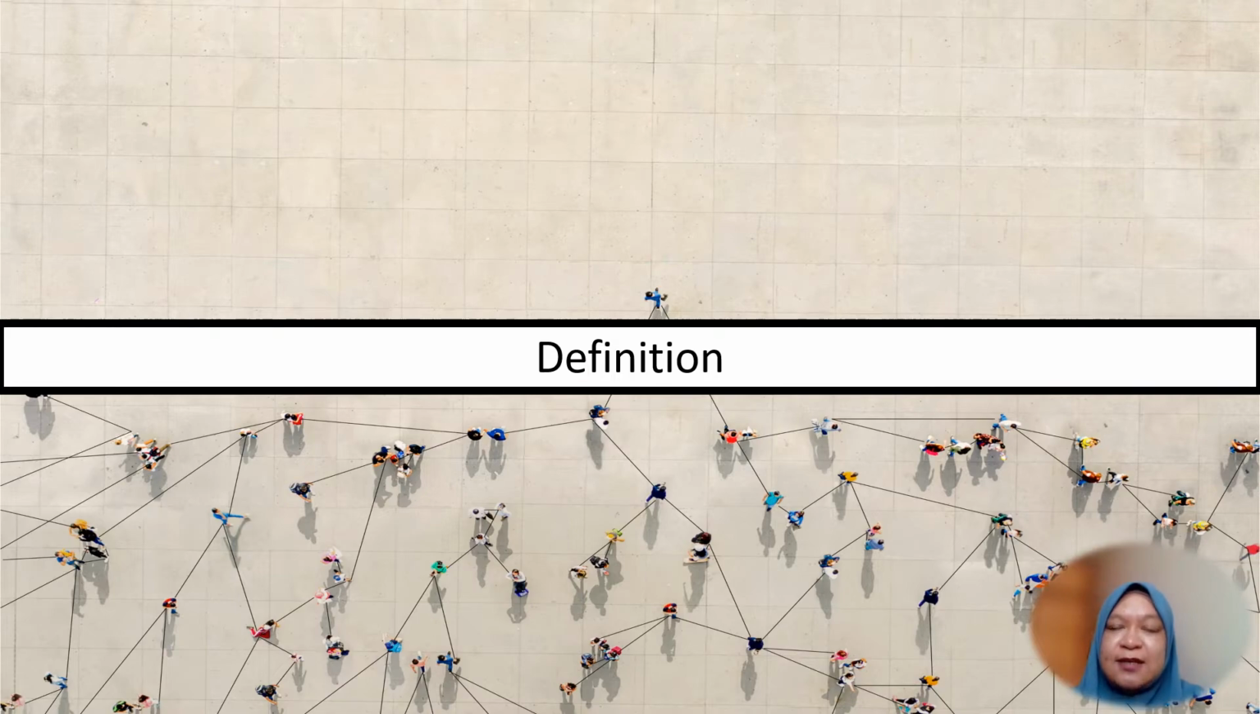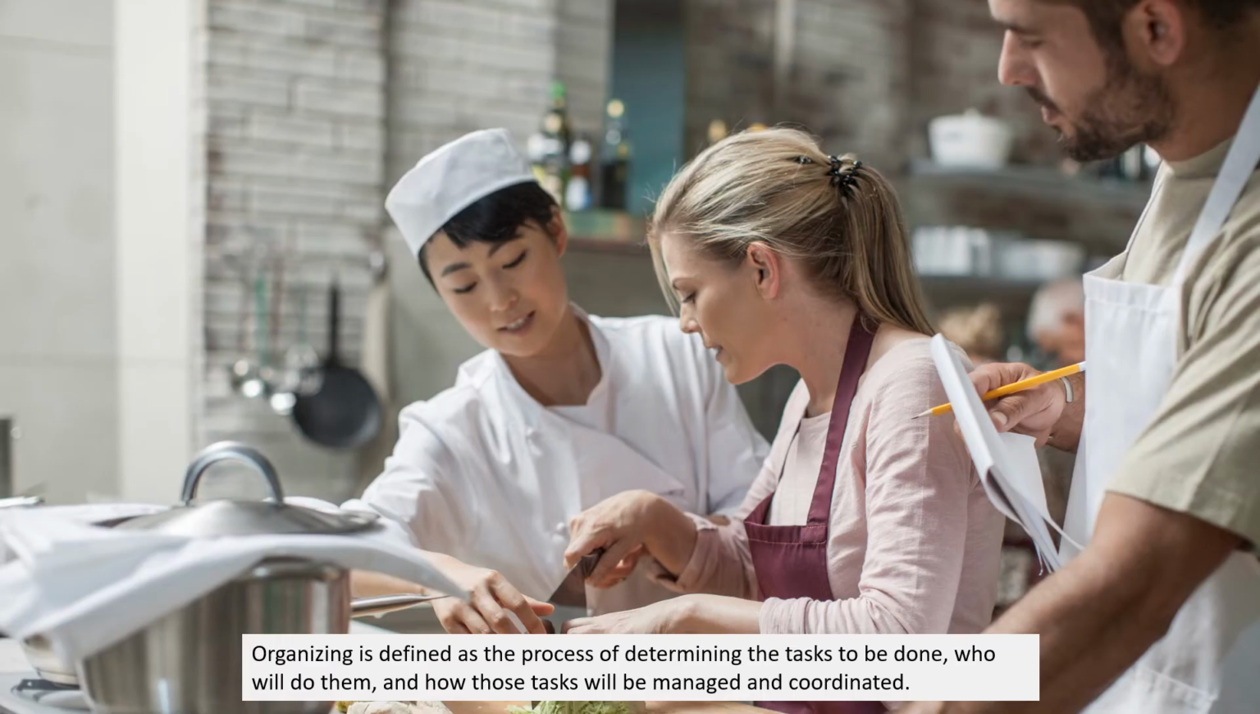First, let's see the definition of organizing. Organizing is defined as the process of determining the tasks to be done, who will do them, and how those tasks will be managed and coordinated. If you still remember from our first chapter, the 4 functions of management are planning, organizing, leading, and controlling. So organizing is the second function of management.